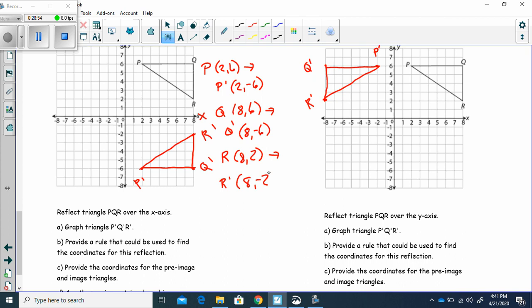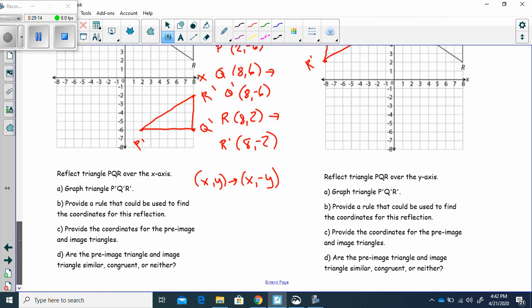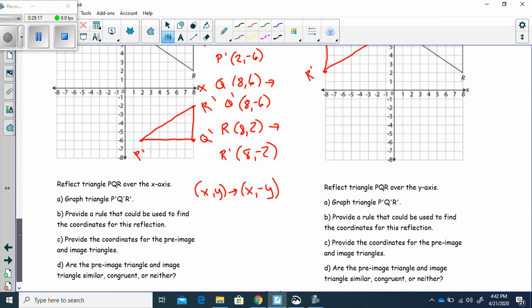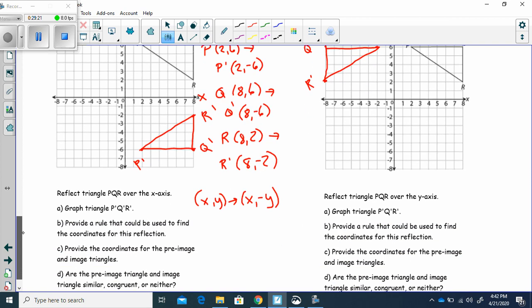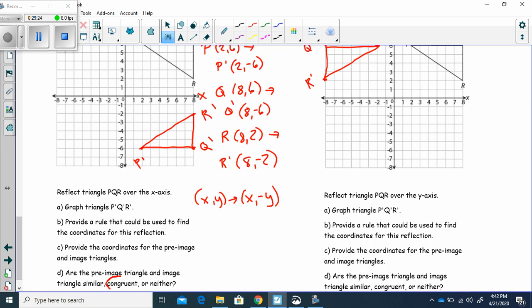What have we done here on each one of these? In each case, the x has not changed. All we've done is change the positive or negative sign on the y. So a rule here would be you start at x, y and you go to x, opposite of y. Okay? Are these images similar, congruent, or neither? Well, if you folded those, they'd be right on top of each other, so we know they're congruent, and they're similar with a scale factor of 1.